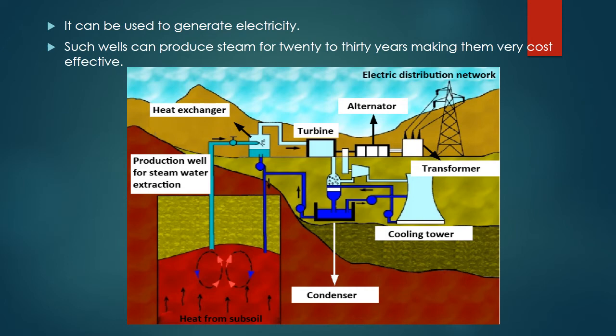It can be used to generate electricity as well, but its use is very limited because it is not present everywhere. Such wells can produce steam for 20 to 30 years, making them very cost effective. Here is a diagram. You can see in this diagram there is a heat exchanger, there is a turbine, there is an alternator, then there is a transformer. The transformer basically stores, and then you can see that there is a production well for steam water extraction.